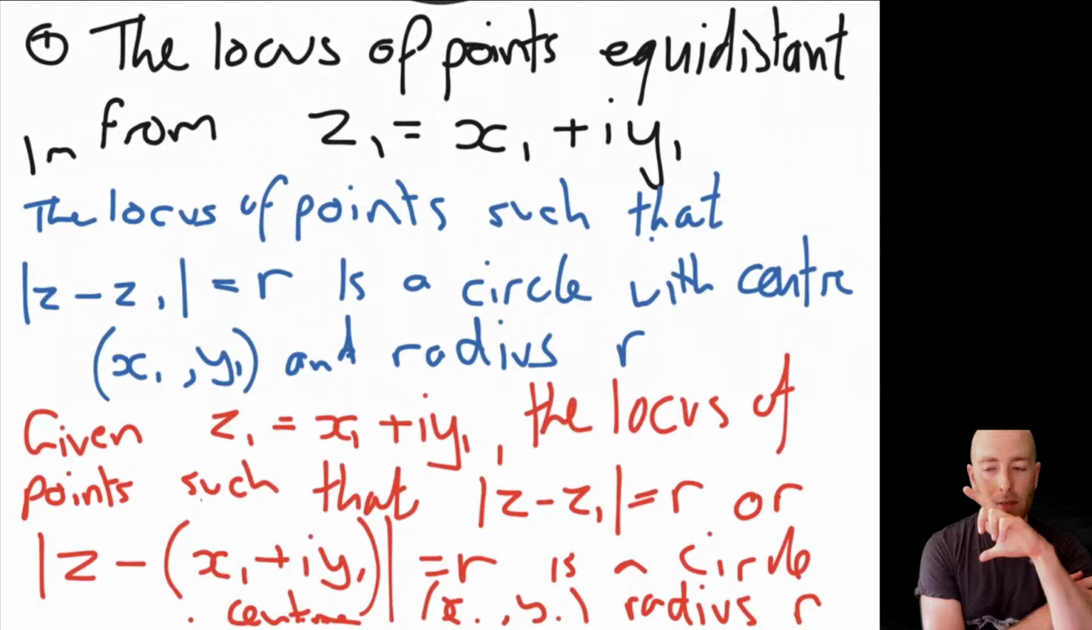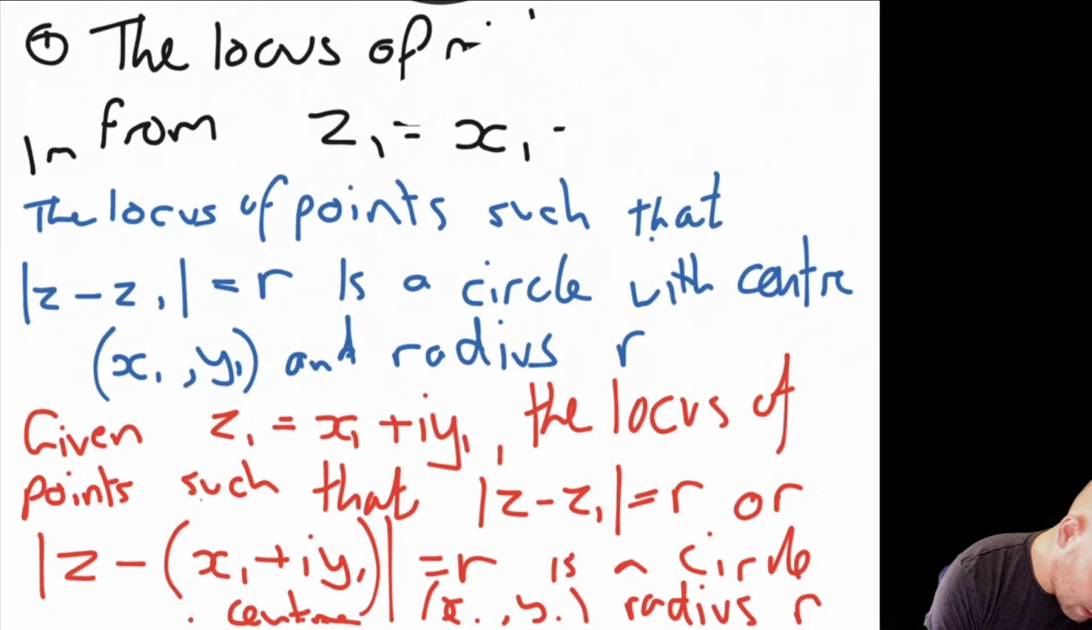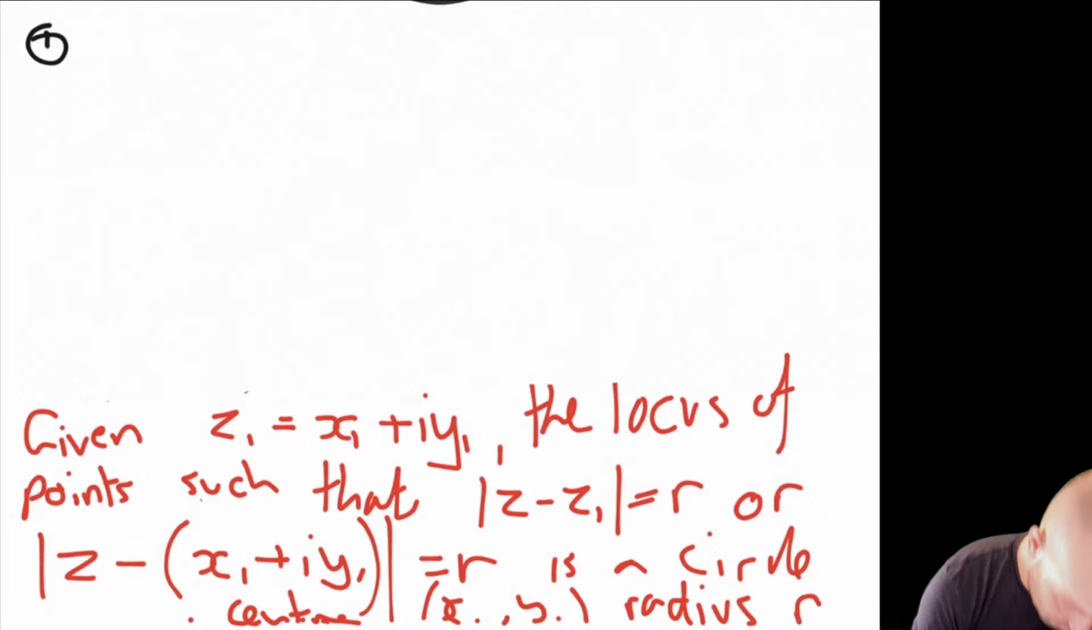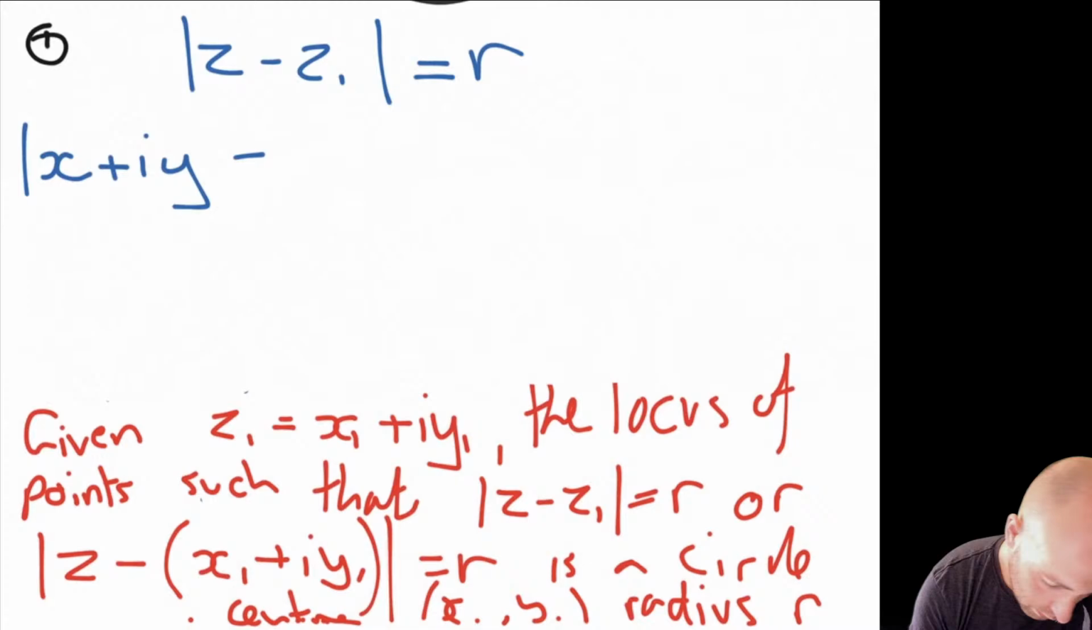Cool. Everyone happy with that? It makes more sense when we look at it on an Argand diagram, but for the locus of points equidistant from a complex number z1 equals x1 plus i y1, we get this circle. I'll show you why this works. If we're saying modulus of z minus z1 equals r, z is just x plus iy, take away z1, which is x1 plus i y1, equals r.